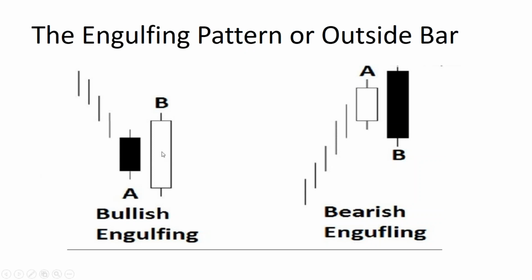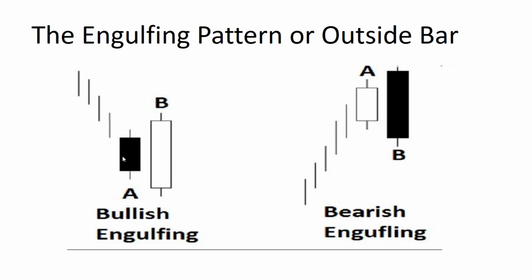So the engulfing pattern consists of two candles, candle A and candle B. Candle A will be a smaller candle. So where we've got a bullish engulfing candle, we'll typically have a small bearish candle, and then the second candle, which is the engulfing candle or the outside bar, is a large bullish candle which completely supersedes the range of the first candle. So what this shows us is that there is a strong reversal in sentiment, just like we saw with the pin bar. However, it's played out over two candles instead of one.